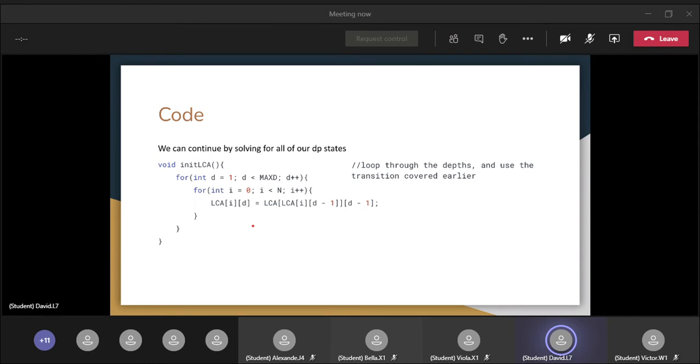And then this is just some code to initiate our LCA stuff, right? So this just fills out our DP states. It fills out the DP table. We just go from the depth equal to 1 until our maximum depth, and then we just go through all of our nodes. And then this is basically the recurrence that we found earlier, right? LCA of i,d is equal to the 2 to the d minus 1th parent of the 2 to the d minus 1th parent of node I.